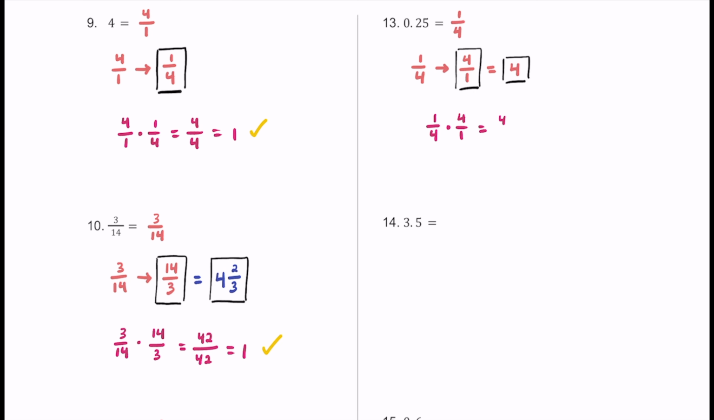1 times 4 is 4, 4 times 1 is 4, 4 over 4 is equal to 1, so this does hopefully check out. Okay, you would need 4/4 to make a whole dollar. For number 14, we have 3.5.